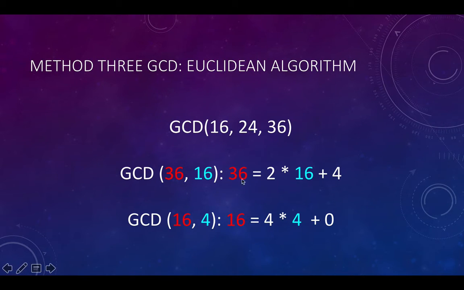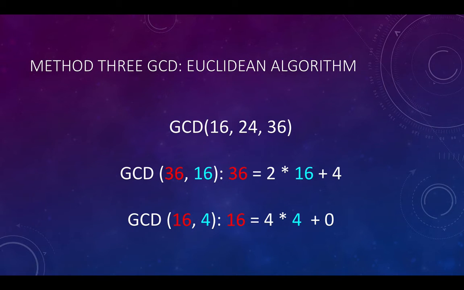For example, 36 is our larger number. So that's what we're trying to equal to. And 16 is our smaller number. So we have to figure out what times 16 gets us closest to 36. So 16 times 2 is 32. And if we went 16 times 3, we would get too large of a number.